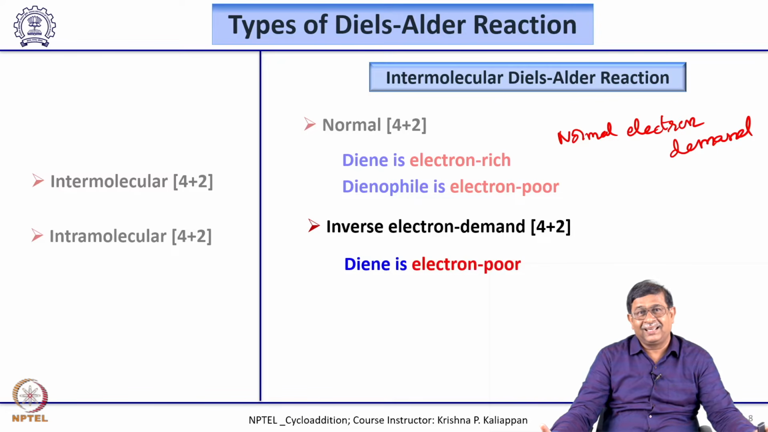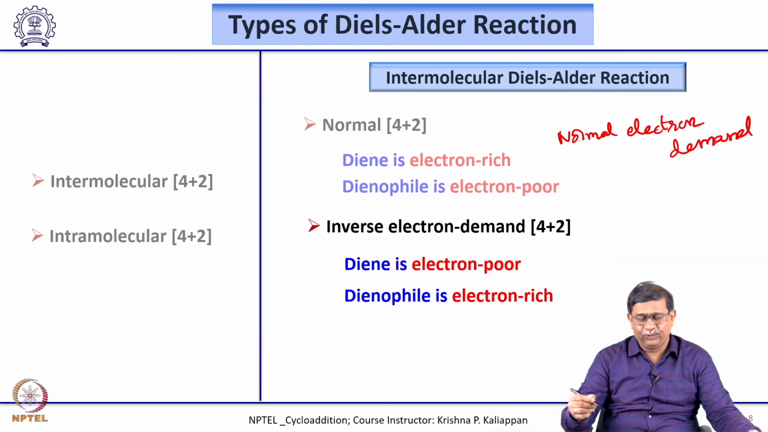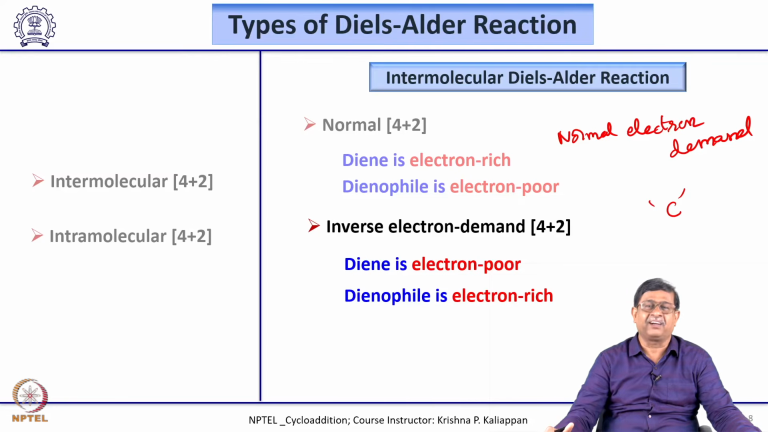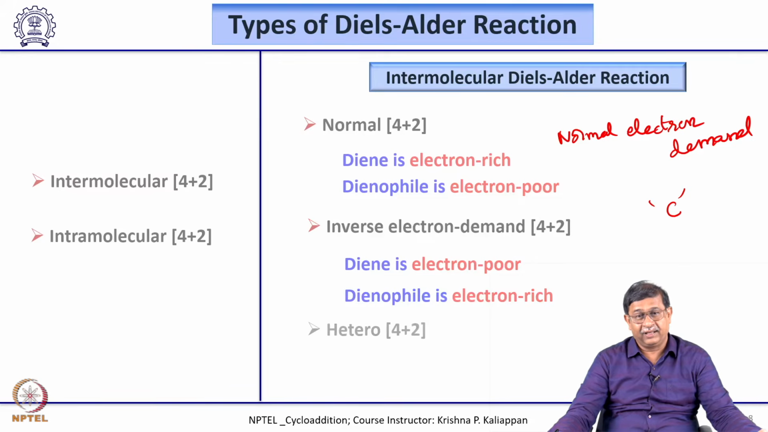That means electron withdrawing groups should be attached to the diene and electron donating groups should be attached to the dienophile. So now if you look at these two types of Diels-Alder reaction, we are talking about all the atoms being carbon, whether it is diene or dienophile. Both the substrates have only carbon atoms which form the part of the 6-membered ring. Why only carbon atoms? You can also have heteroatoms.